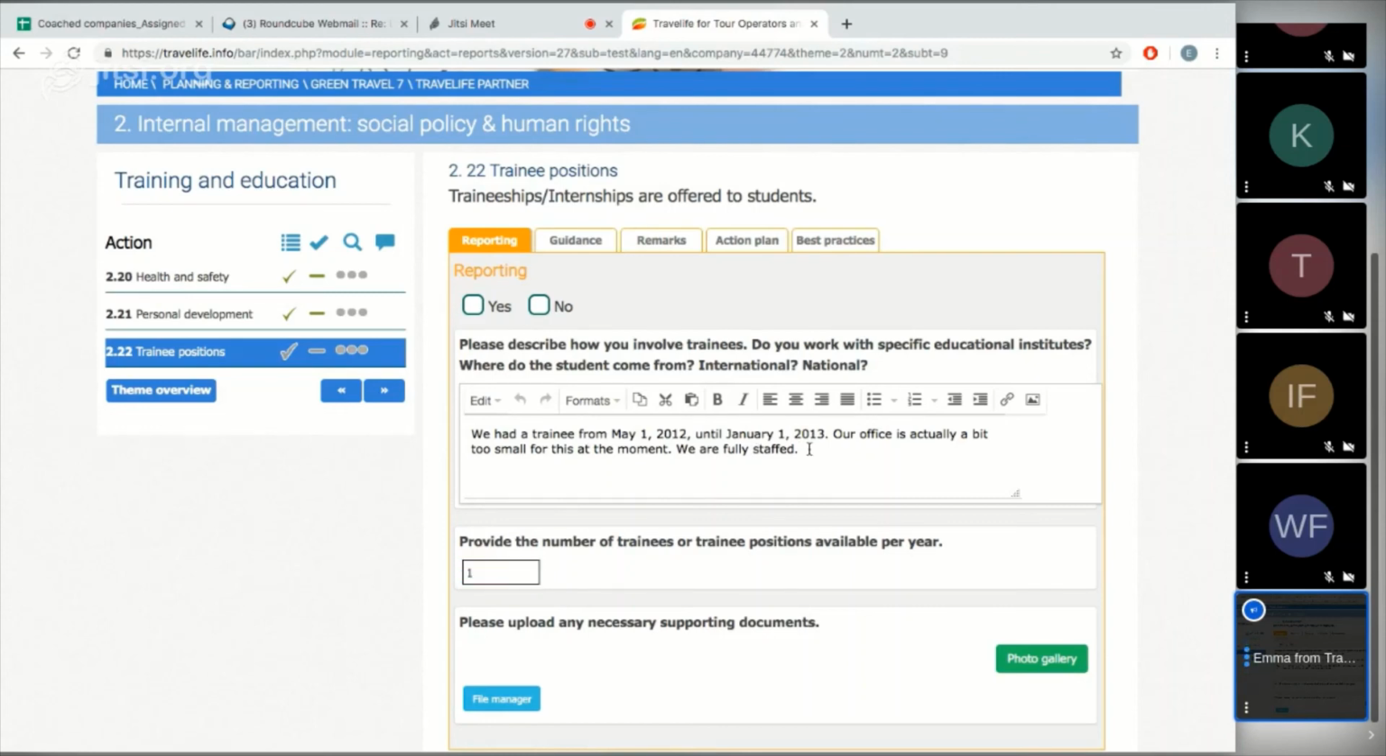Maybe you don't have any traineeships or internships offered, then that might be the case. So then you can tick no, as it is not mandatory.